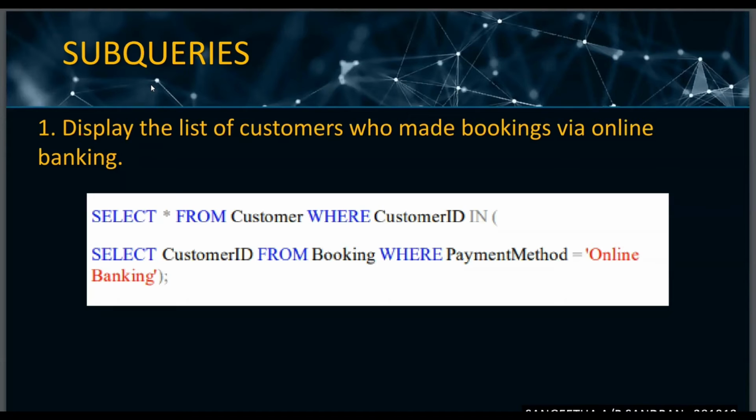Now we're going to take a look at the subqueries. For this case, we decided to display the list of customers who made bookings via online banking. For this query, we select all the columns from the customer table, and we make a subquery using in operator by comparing customer ID from booking table. And we select the specified payment method called online banking, since we want to know the customer made payment using online banking for the booking.